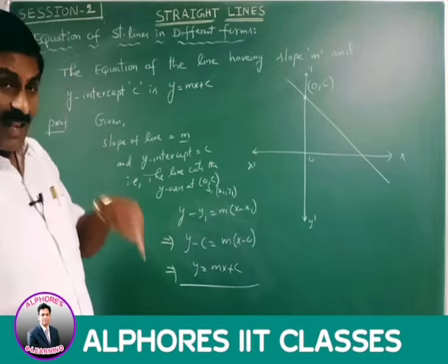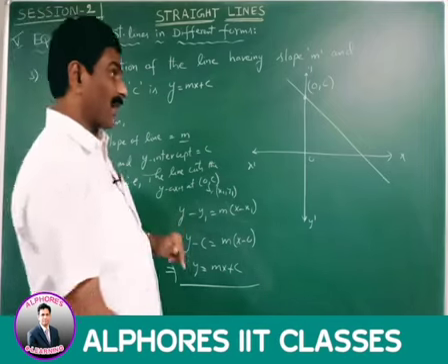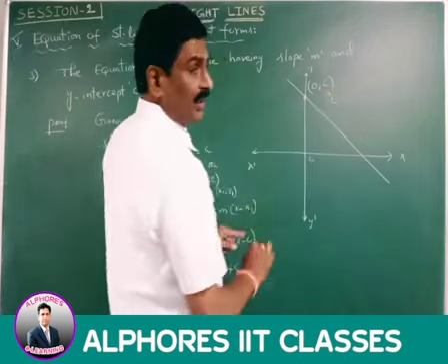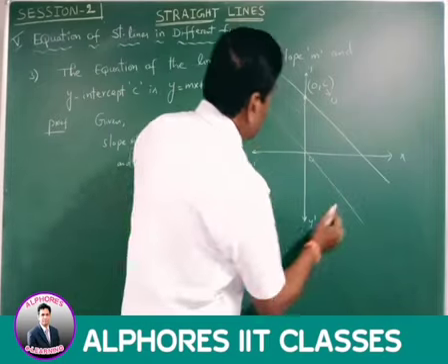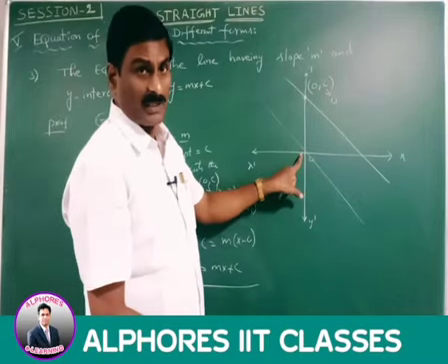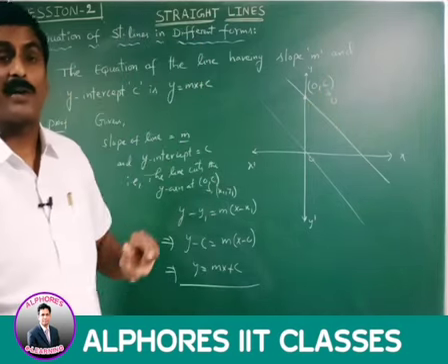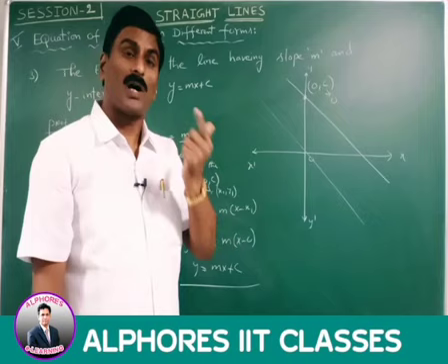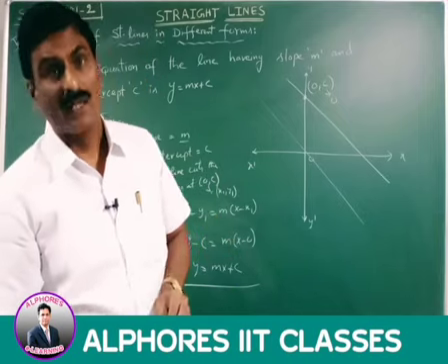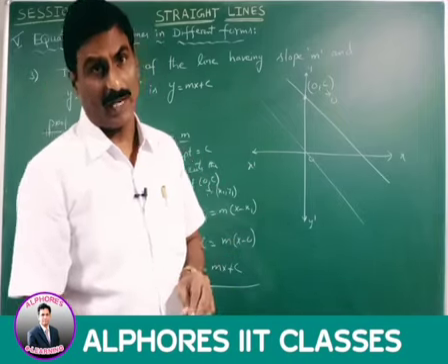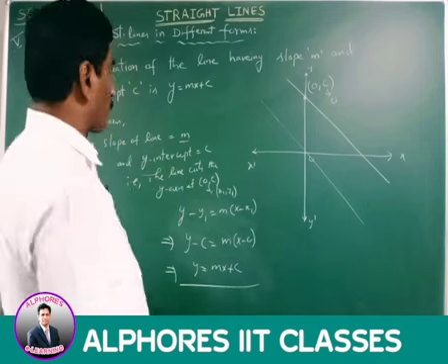If the line passes through origin, that means if c is equal to 0, this line passes through origin 0 comma 0. In this case, the equation can be reduced into y is equal to mx. If the line passes through origin, then its standard form is y is equal to mx. Next, please write the note point.